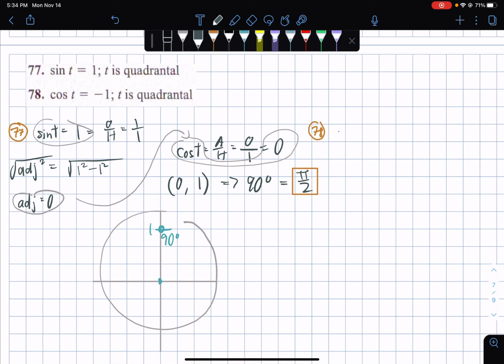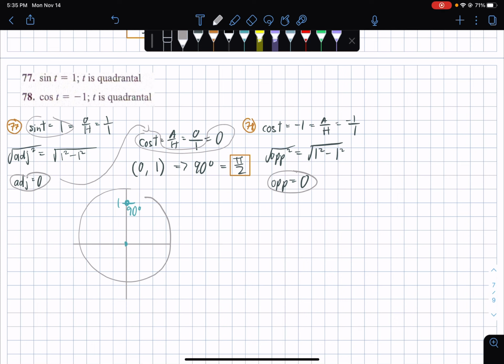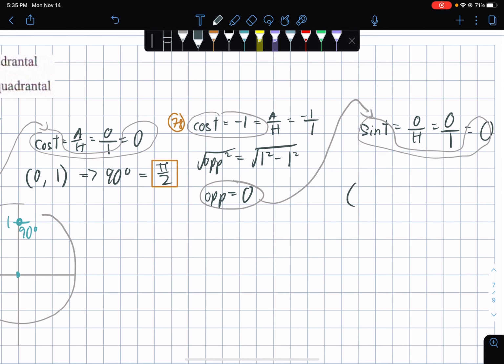Anyways, for number 78, cosine t is equal to -1, which is equal to A over H. So what we want to look for right now is the opposite side, which is basically 0. And so with that, let's look for sine. So this time sine is 0, I think. Yeah. And so make the point. So cosine is -1 and sine is 0, x and y respectively.